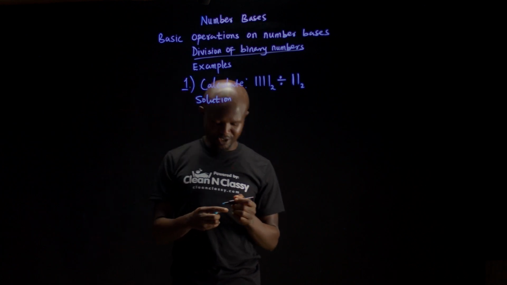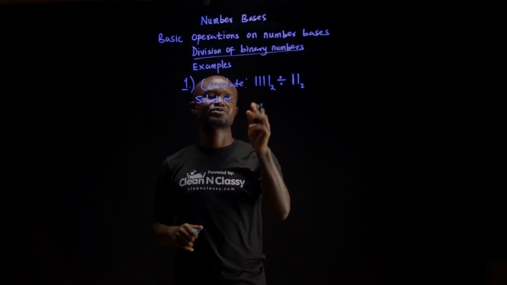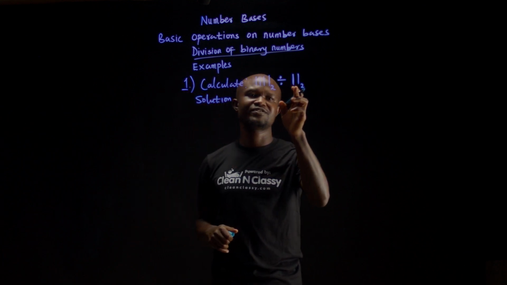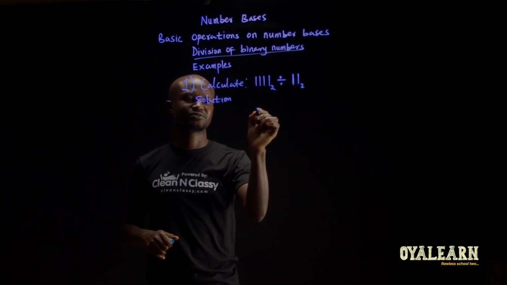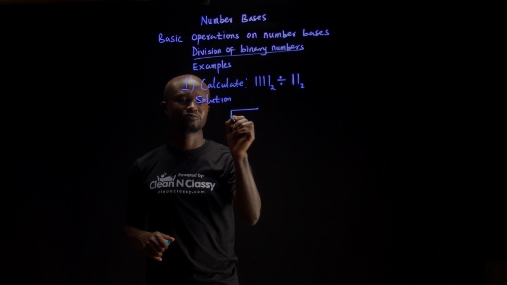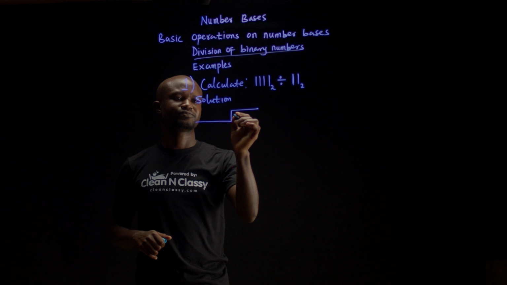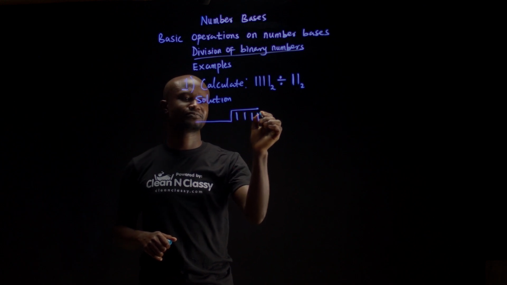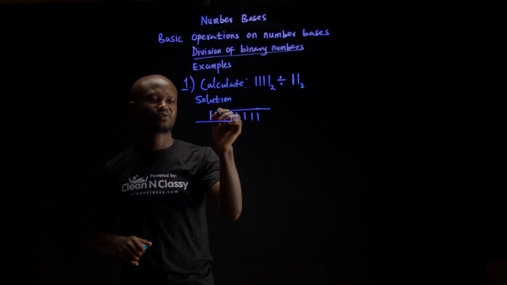The approach we are going to use is a long division. So this is our dividend, and we have this to be our divisor. So using the long division, the dividend will be here, 1, 1, 1, 1, and the divisor 1, 1.